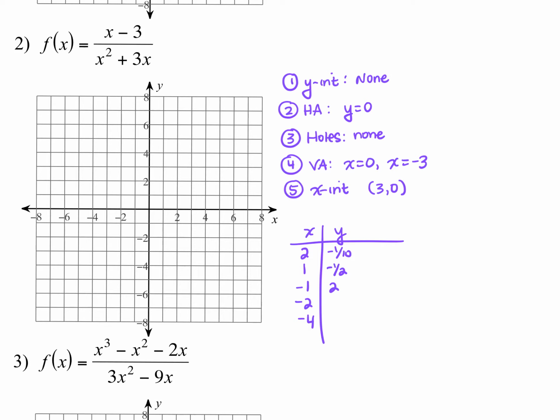Your horizontal, everything's good. So we have our horizontal asymptote at y equals 0. We don't have any holes or y-intercepts. We have a vertical asymptote at x equals 0, but I forgot to graph the second vertical asymptote at x equals -3, and that's really important. Then as we go through and we graphed, we also had an x-intercept at (3, 0).